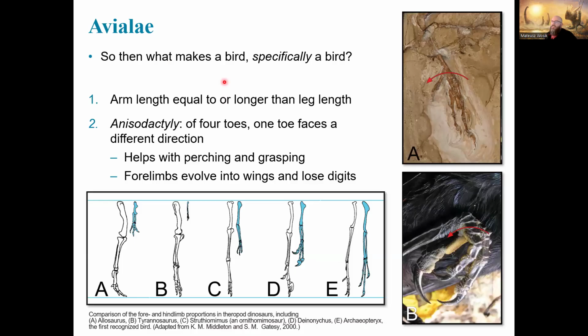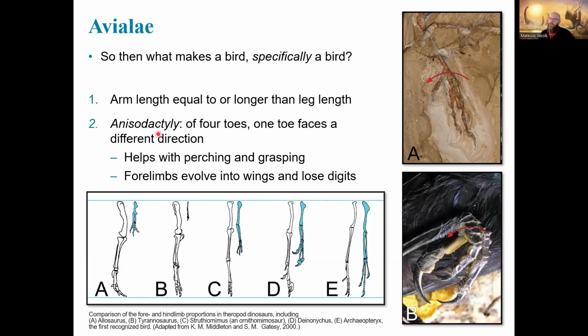So then what specifically makes a bird, right? The first characteristic I've got listed here is that their arm length is equal to or longer than their leg length. And so in this case, we're starting to equalize the appendicular skeleton to become similar. One half is going to become flight. The other half is going to become landing and grasping.